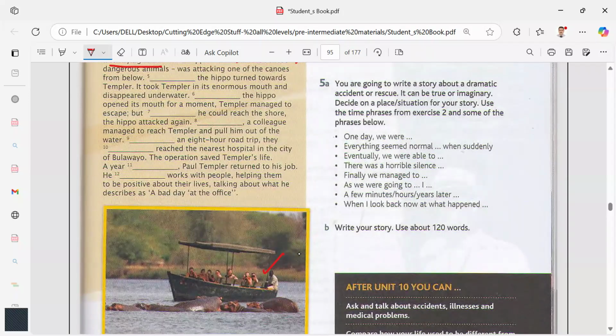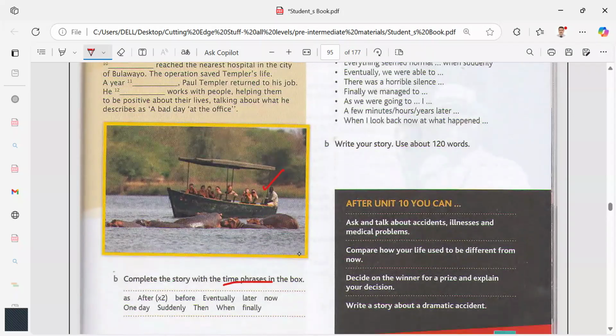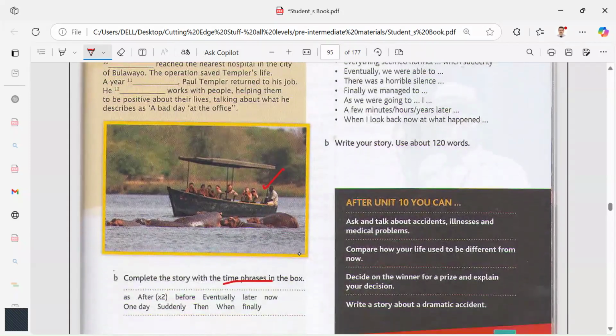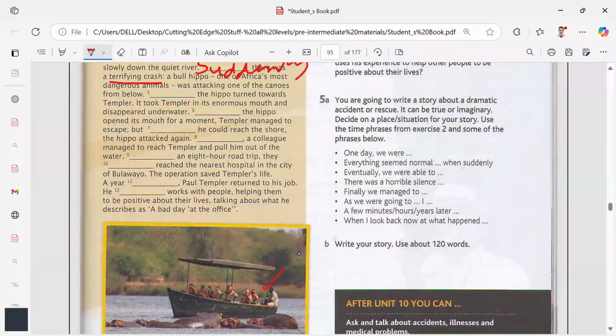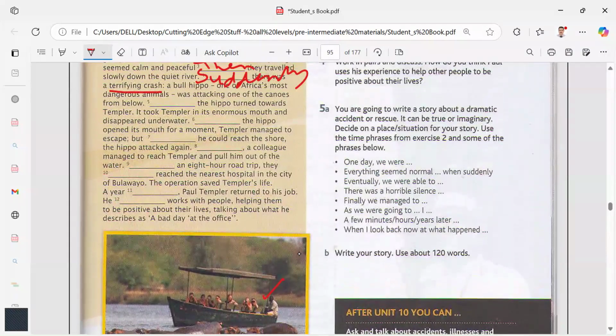Later. You can say as. As the hippo turned towards Templar, it took Templar in its mouth, its enormous mouth, and it disappeared underwater. The hippo opened its mouth for a moment. Templar managed it.